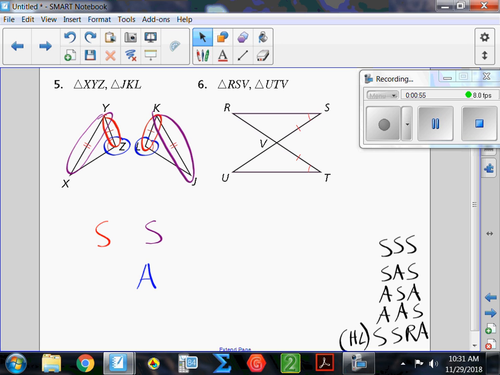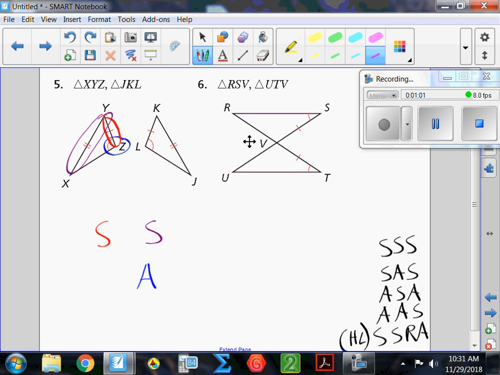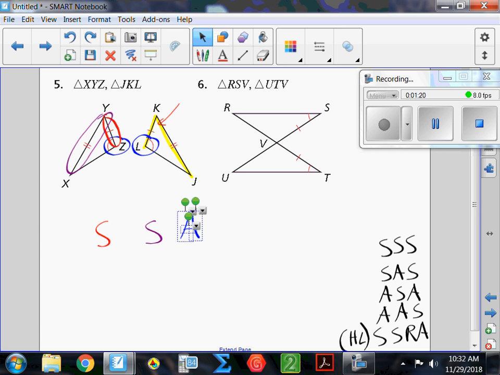If I look at this, it's a little bit ugly, so I'm going to erase one of these. I can use my highlighter to show the two parts that I see. So those are the two sides that I'm using in both triangles. The included angle, if it was included, would be right here at angle K. But that's not the angle I have. The angle I have is L. That means the angle is outside. So I have side-side-angle.